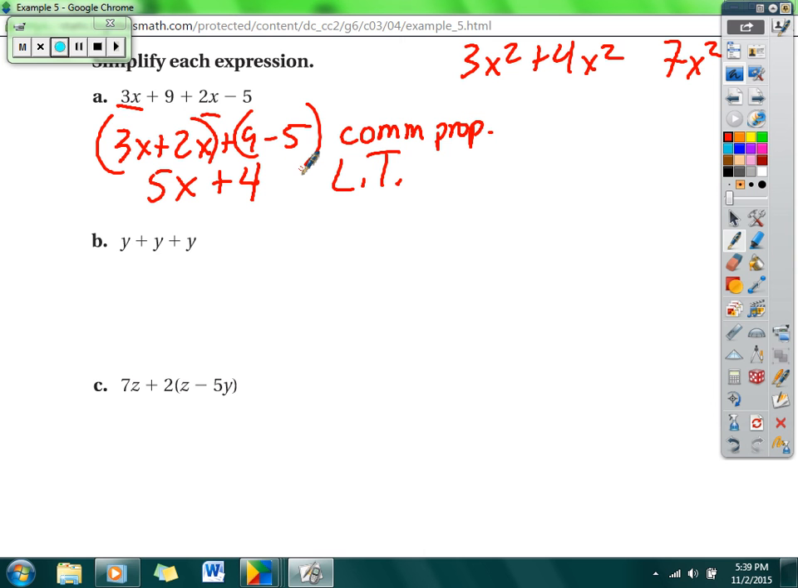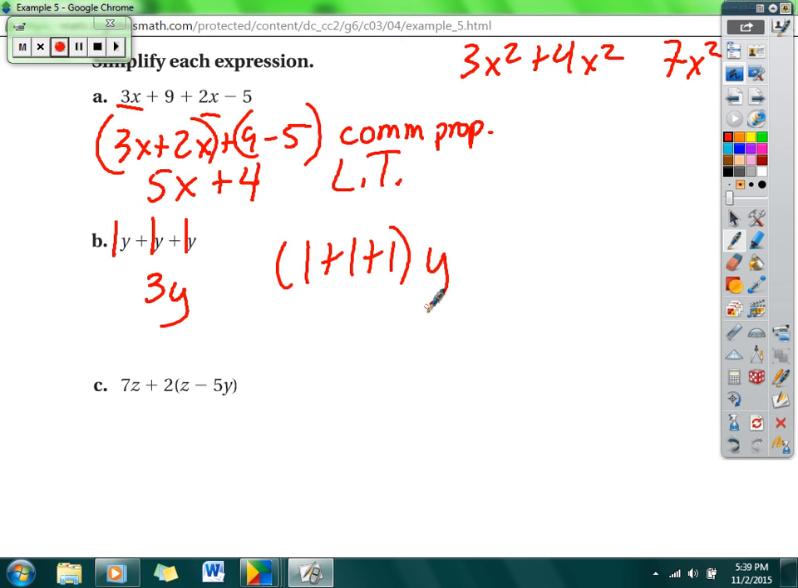Now let's look at the next one. Y plus Y plus Y. Now, I told you in the previous section, there's really a 1 here. So I really have 3 Y's. That's combining like terms there, okay? It's talking about in the book using distributive property as 1 plus 1 plus 1 times Y, but you don't have to do that. You can just use math and saying because of like terms, it's 3Y.